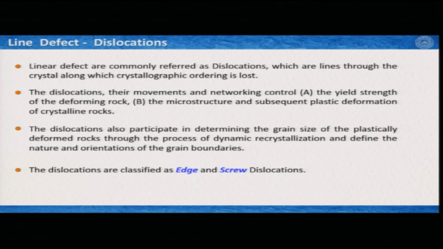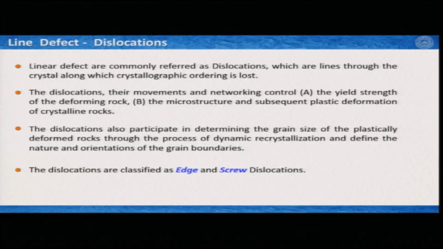They also can produce various types of microstructures and subsequent plastic deformation of crystalline rocks. Dislocations also participate in determining the grain size of the plastically deformed rock. Whether a plastically deformed rock has larger or smaller grain size is actually controlled by dislocations, and this happens through a process called dynamic recrystallization. This we will also learn in the next lecture, and it also defines the nature and orientations of the grain boundaries. So, dislocations are one of the most important crystal defects that we deal with regularly in looking at microstructures and so on.